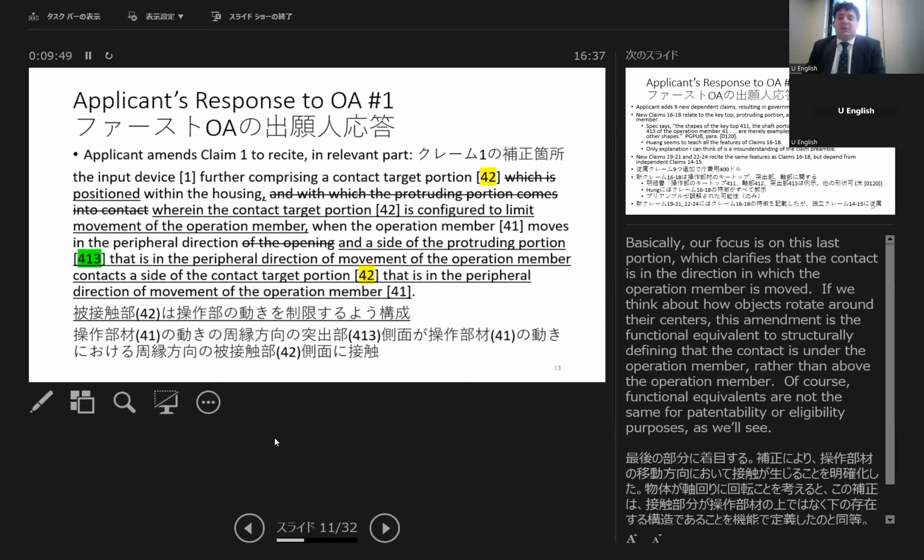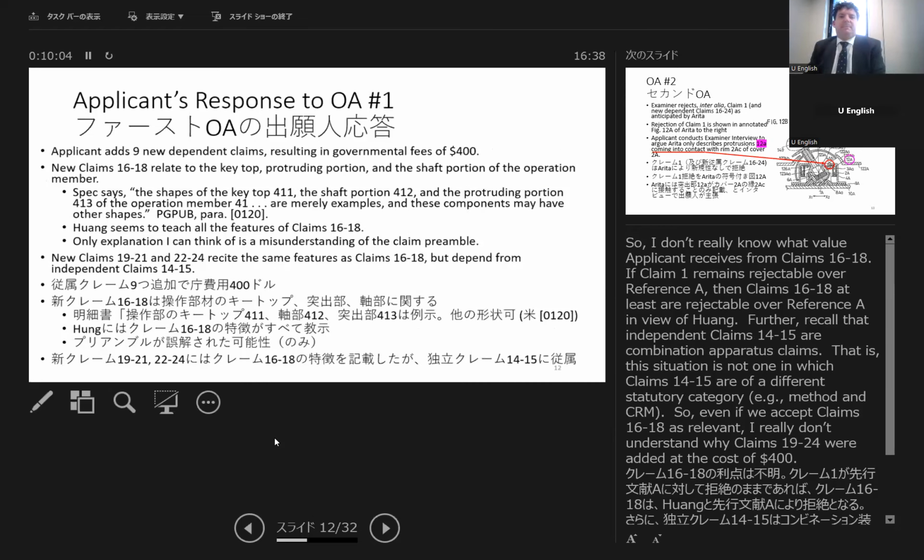Of course, it's important to notice, though, that functional equivalents are not the same for patentability or eligibility purposes. And we'll see that in this case, actually. The way that they've claimed this becomes significant.